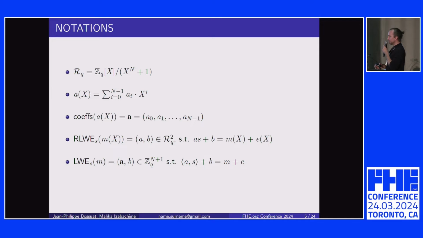Some notations, because we need them. We have a ring of negacyclic polynomials, how we write polynomials. We can also see polynomials as a vector of coefficients. That's the most important notation we have to keep in mind. And then how we note what is an RLWE encryption or LWE encryption under some key.